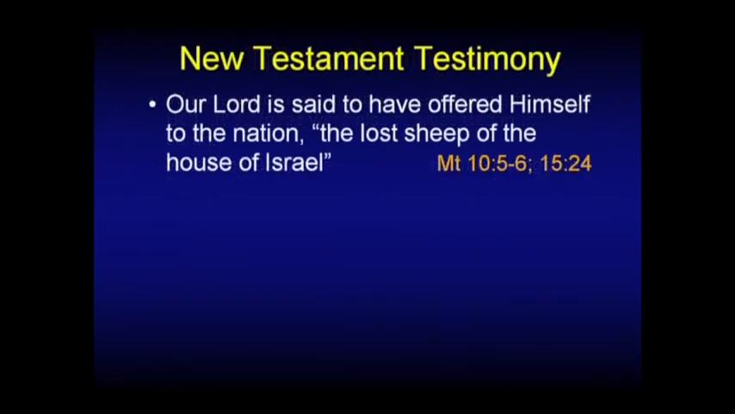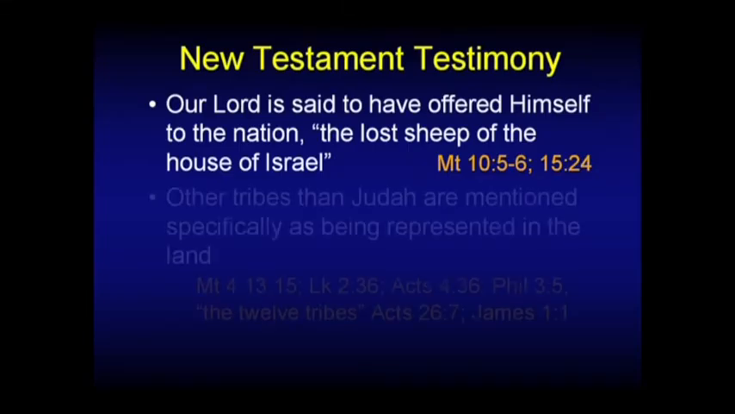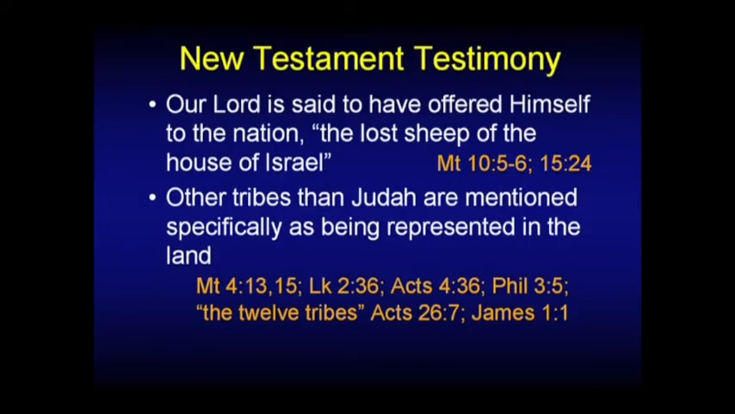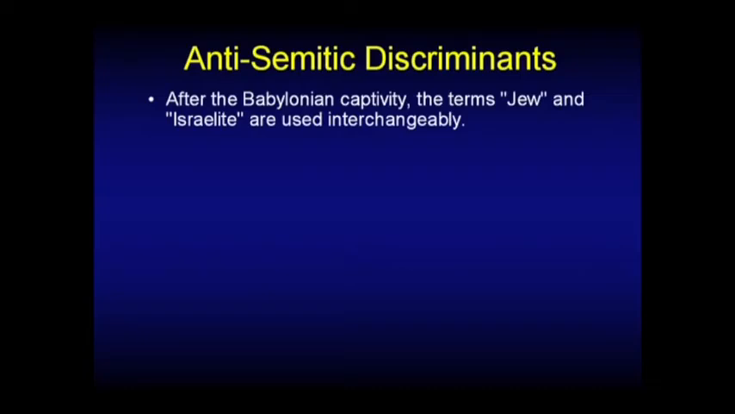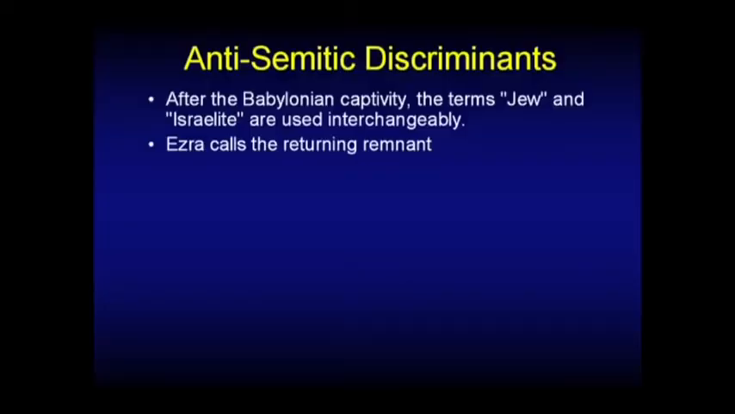The New Testament says the same thing. Jesus says, "I've come to the lost sheep of the house of Israel." And that's a collective term for the nation. Other tribes than Judah are mentioned specifically as being represented in the land, all through the New Testament. 12 tribes are talked about in Acts 26 and James 1:1 and so forth. The reason I'm hitting this so hard is that this is also the root of anti-Semitism. People tend to try to make distinctions between the term Jew and Israelite. Well, a Jew means Judah, and Israelite means something else, and they're trying to build something on the separation. No, that's not biblical. Ezra calls the returning remnant from captivity Jews 8 times, and he calls them Israel 40 times.